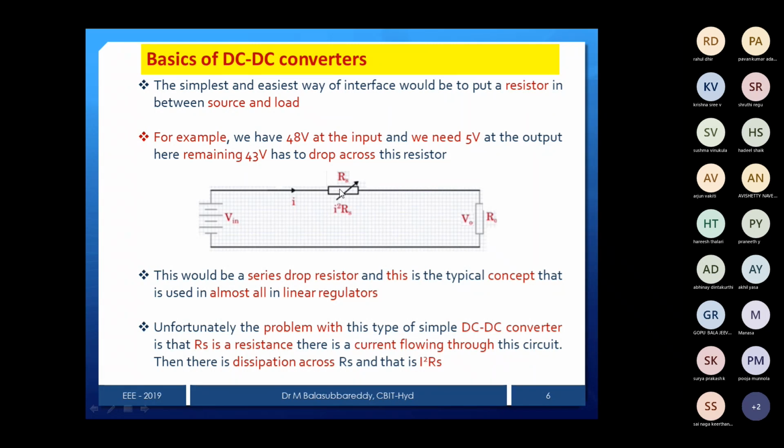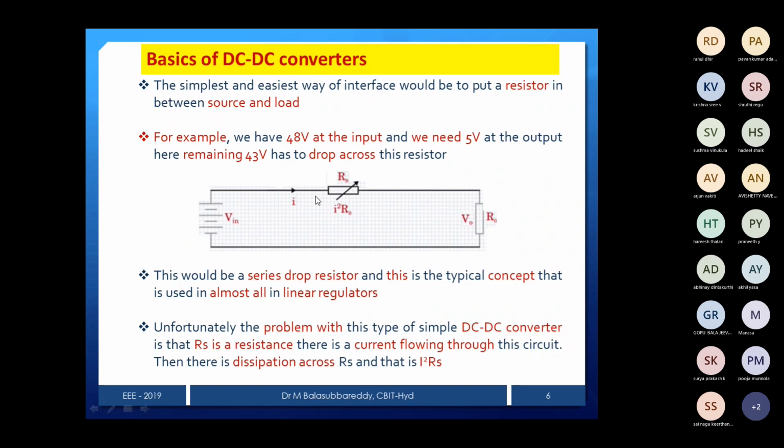We are controlling the voltage, nothing else. We drop that voltage here, and the rest of the voltage is connected to the load. That's what I mentioned here. For example, 48 volts at the input. Now the output I need is only 5 volts. Then what is required? 43 volts has to be dropped across this resistance.